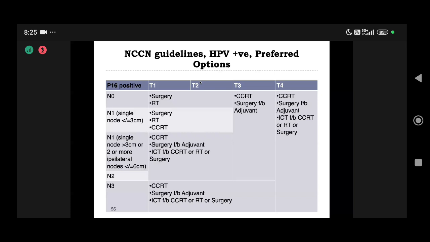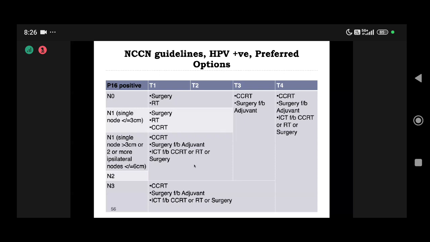And NCCN basically divides the guidelines for both HPV associated and HPV non-associated malignancy. And this is just a gist of the NCCN guidelines. What is important to understand is for early stage diseases, NCCN tries to advise a monotherapy, which is understandable. You want to treat these patients with a single modality of treatment. It can be surgery, it can be radiation.